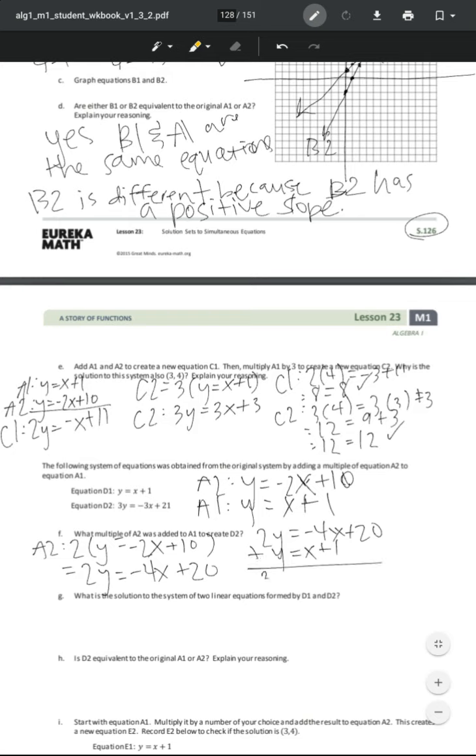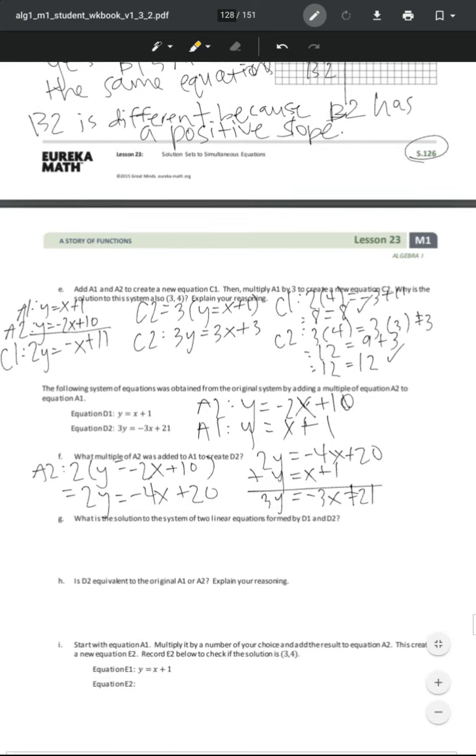2y plus y is 3y. Negative 4x plus x is negative 3x. And 20 plus 1 is 21. So that's how we get D2. We took A2, multiplied it by 2, and then added that to A1.